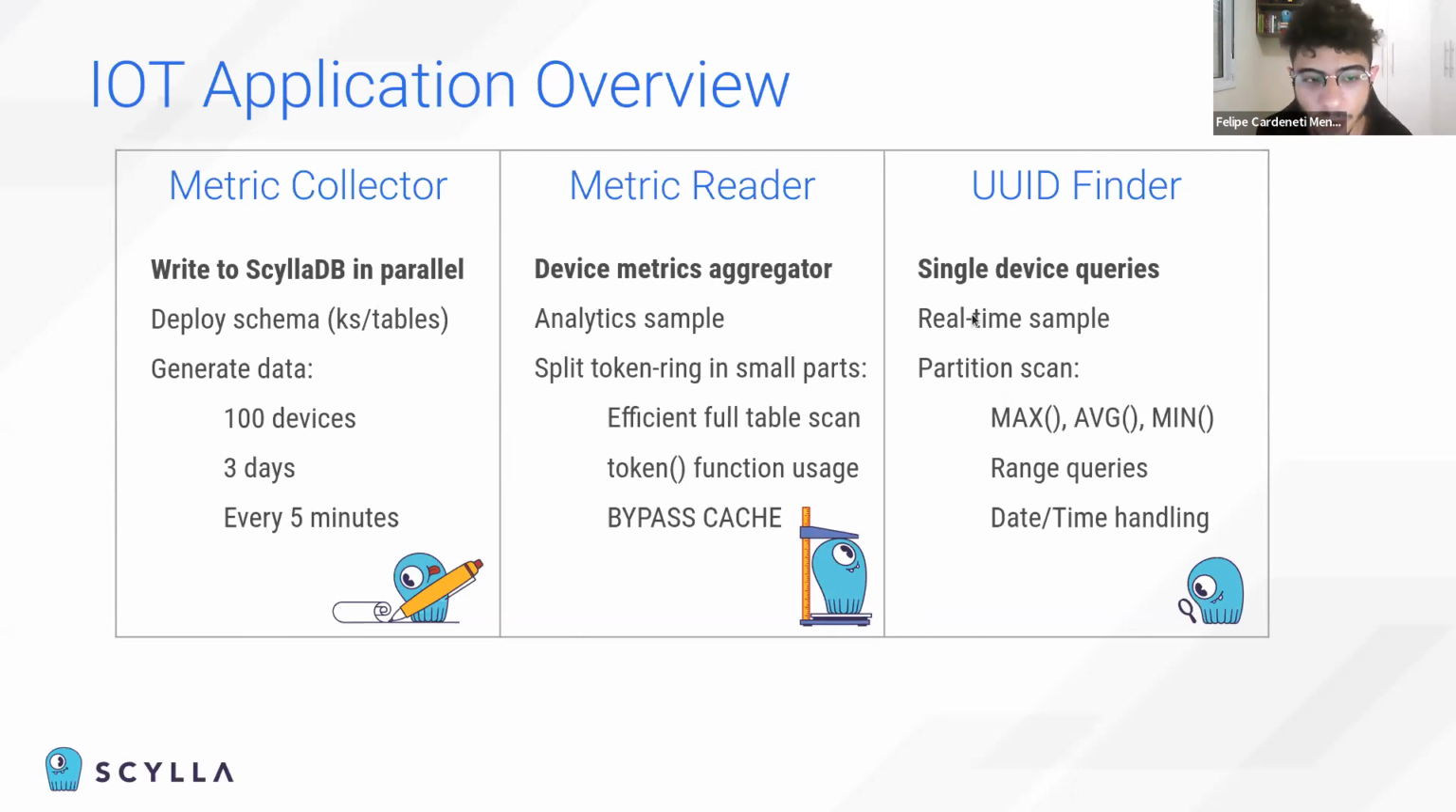The third and last program is more of a simplistic one, but can be seen as a real-time example for reading data. In that program, as opposed to the previous one, we now know which IoT device we want to query. And by using some functions such as maximum, average, and minimum, we can efficiently retrieve statistics for a single device comprising a given period of time.